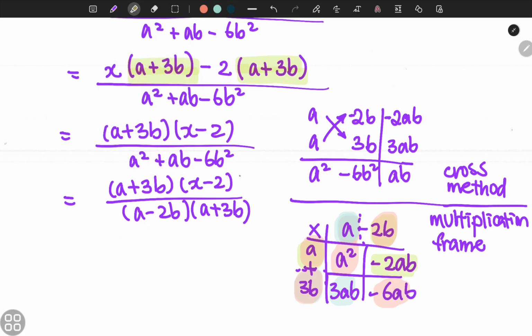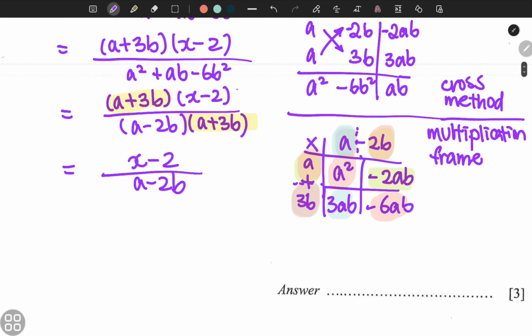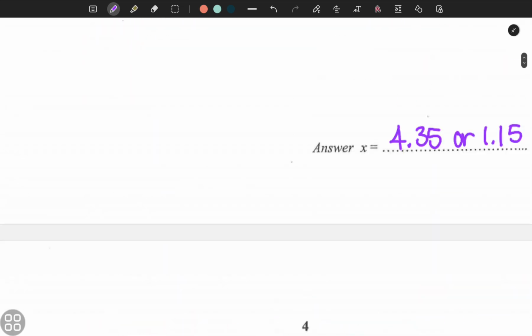Okay, so anyways, back to the fraction, we have a plus 3b in the numerator, we also have a plus 3b in the denominator. Basically, they cancel each other. So I have x minus 2 left in the numerator and a minus 2b left in my denominator. Then lastly, remember to write that in my answer line. Otherwise, I won't be able to get the full marks. And done, that's all.